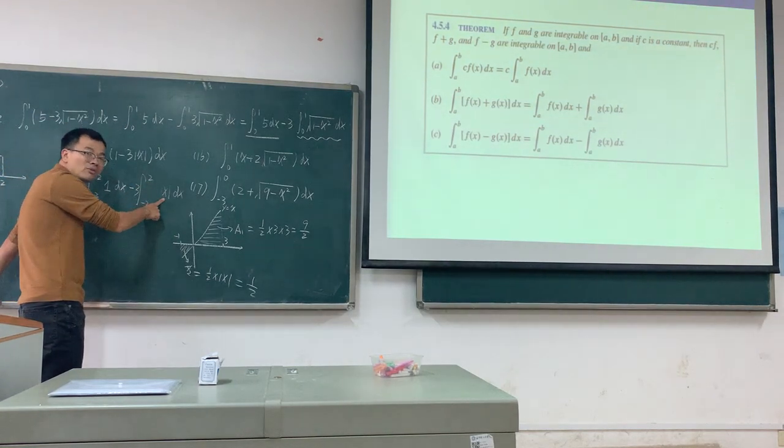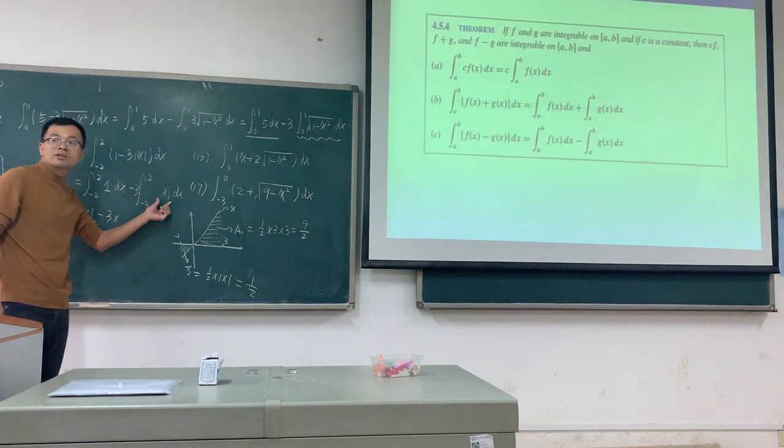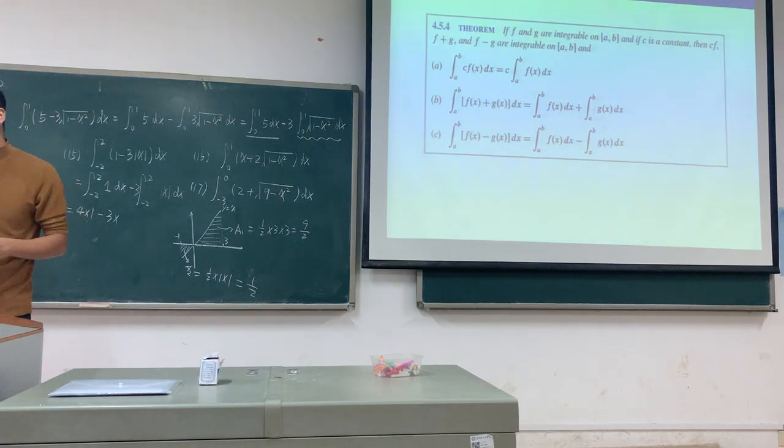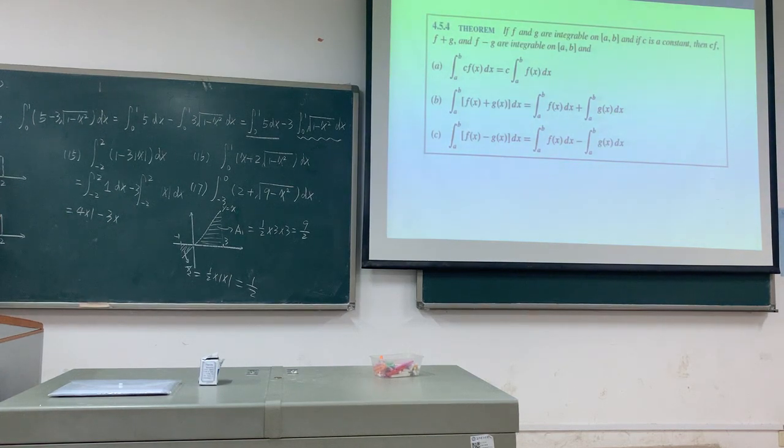Here x equals minus 2 to 2, y equal to the absolute value of x. So we plot the graph. The absolute value of x is V-shaped, like this. Here is minus 2, here is 2, and here is also 2.